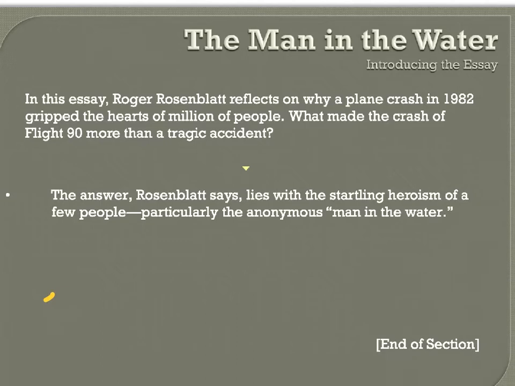And you certainly have plane crashes that happen out of accident. This one becomes a little bit different because of the heroism of a few people, especially the anonymous, meaning we don't know who he was at the time, we do now, and I'll explain it to you. But the heroism of the man in the water really separates this event, this story, from others, since it is a piece of nonfiction that we're looking at. So the next slide is going to be a lengthy one that I don't need you to write word for word, but this one I want you to be clear.